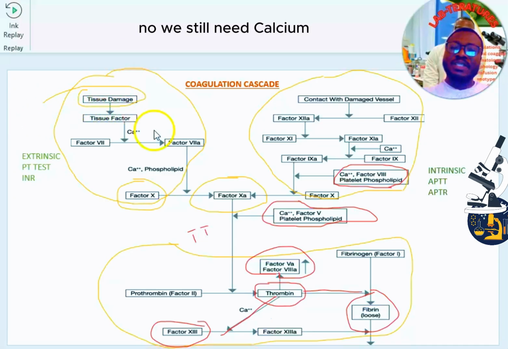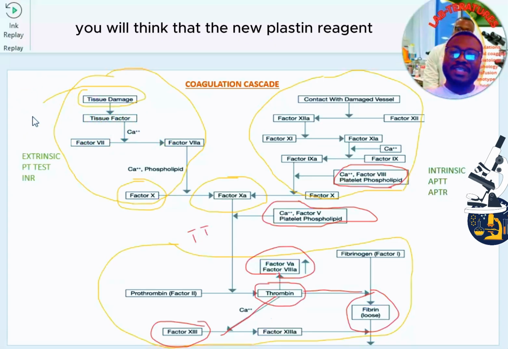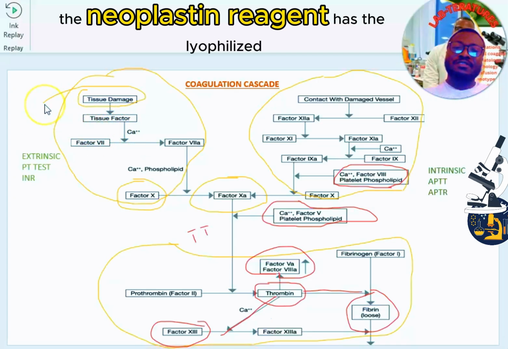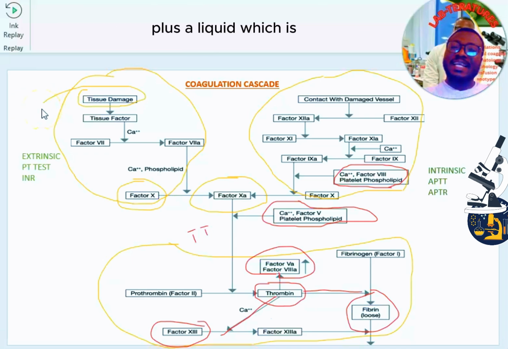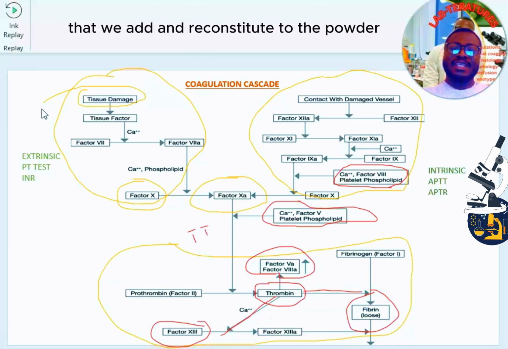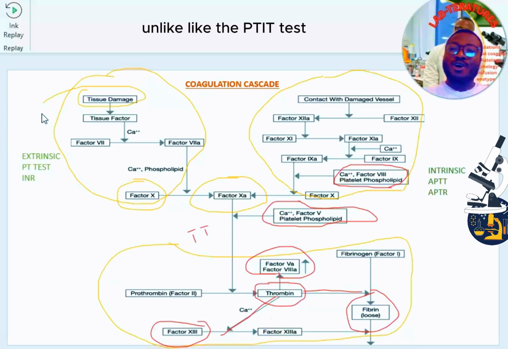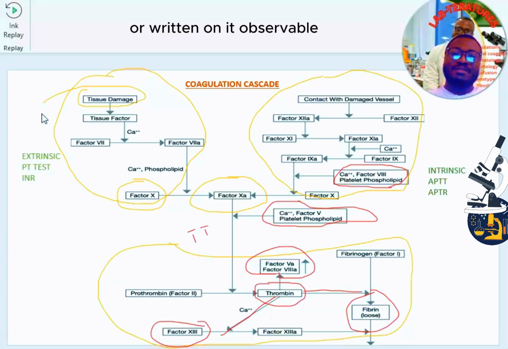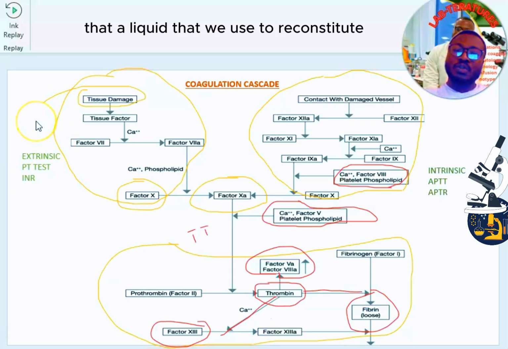Have you finished? No, we still need calcium. So if you are not careful, you will think that the neoplastin reagent and the PT test doesn't require calcium. It is not true. The neoplastin reagent has the lyophilized powder plus a liquid, which is I think 5 ml or 10 ml, that we add and reconstitute to the powder. Leave it for 15 to 30 minutes before we load on the analyzer. That liquid contains 0.025 molar of calcium. Unlike the APTT test where you find the calcium chloride separate or written on it, the liquid we use to reconstitute neoplastin reagent contains calcium.